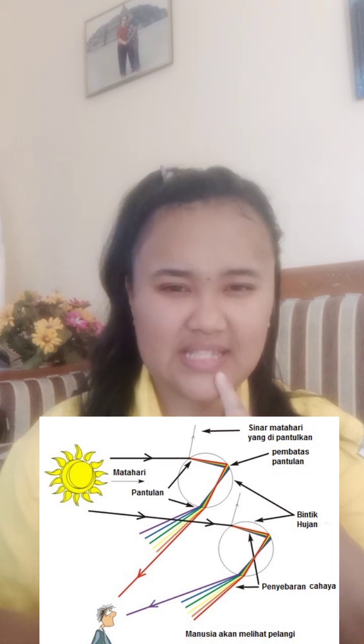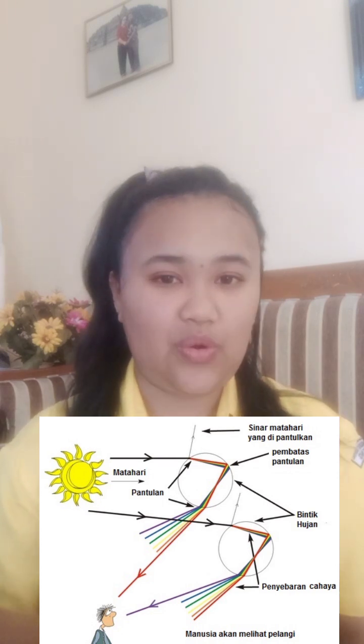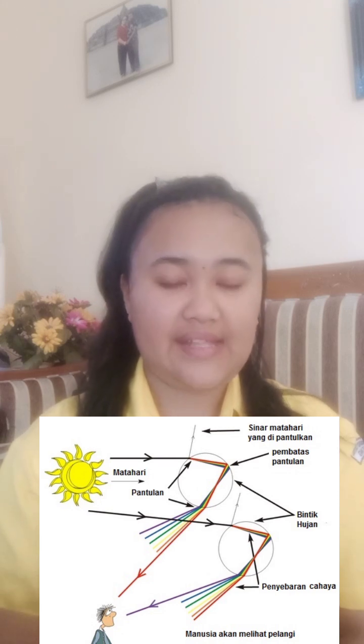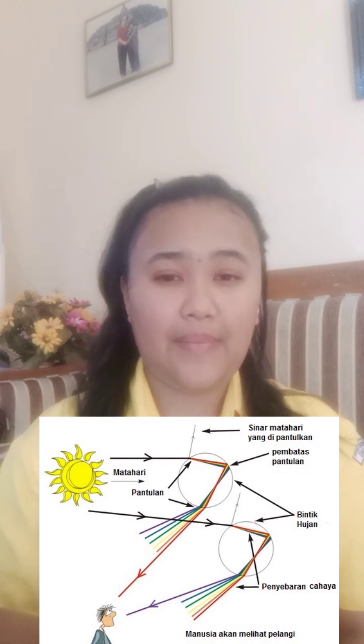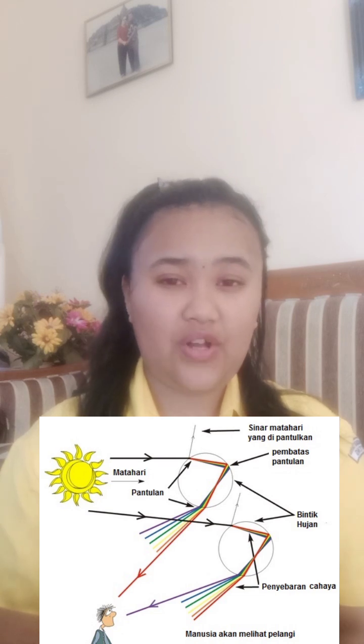One of the things that many people wait for after the rain is a rainbow. A rainbow is a colorful arc of light that usually appears in the sky after rain. But what exactly is a rainbow? Why don't rainbows always appear after it rains?